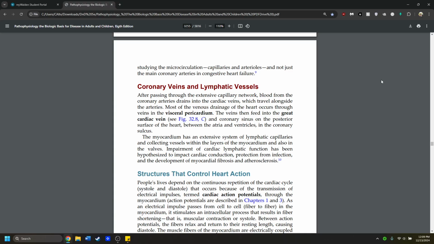The myocardium has an extensive system of lymphatic capillaries and collecting vessels within the layers of the myocardium, and also in the valves. Impairment of cardiac lymphatic function has been hypothesized to impact cardiac conduction, protection from infection, and the development of myocardial fibrosis and atherosclerosis, or plaque buildup.